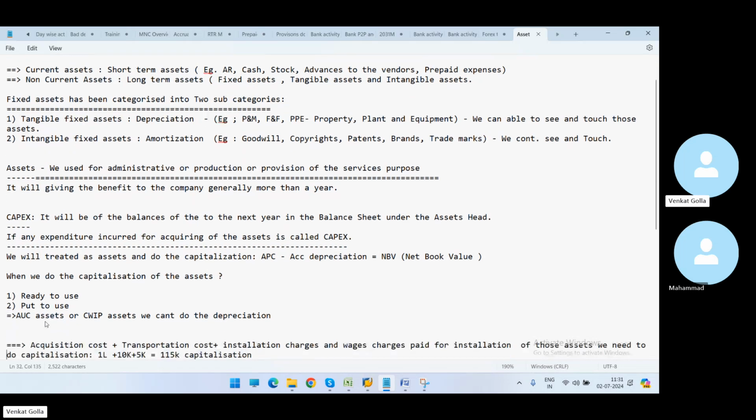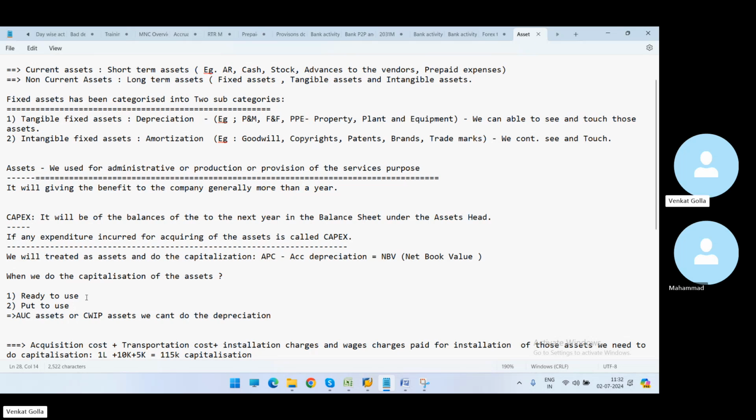Now, when you need to do the capitalization, this is very important. Whenever you attend interviews, when you need to do the capitalization, generally you do it when the asset is ready to use, or put to use. What is the meaning of ready to use? Suppose I purchased one laptop today, I can use it immediately. But if I purchased one building that is still not completed, I'm not yet ready to go and stay there. I need to do some additional work inside that building, like furniture work, cabin work and other stuff. Only then can I use that building, right? So that is the main meaning of ready to use and put to use.